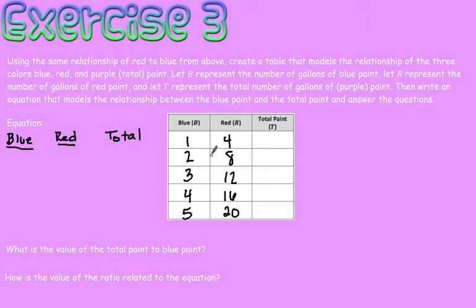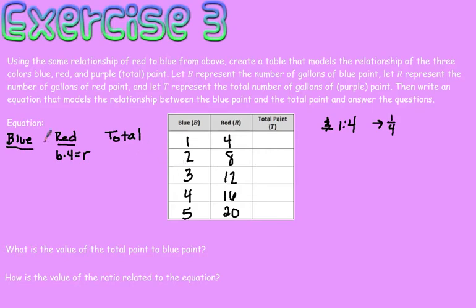I know that to find my red paint is 4 times my amount of blue paint. So I was able to take the blue paint times 4, and that gave me my red paint. Now, my ratio of blue to red is 1:4. So the value is 1/4.